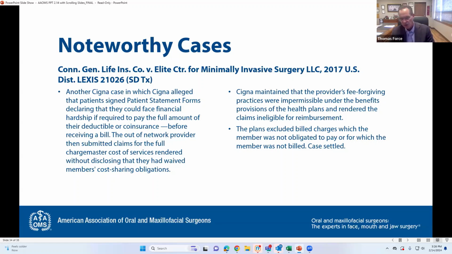The plans excluded bill charges which the member was not obligated to pay, for which the member was not billed, and the case settled. So again, you have to understand that the members' contracts and some of your in-network contracts, the members, for the most part, are agreeing contractually to pay their deductible and coinsurance. If you're waiving it, you're interfering with the contract that the member has with their insurance company. And if you're in-network, you're breaching your in-network contract. These cases are basically giving more examples of what I've been saying all along.